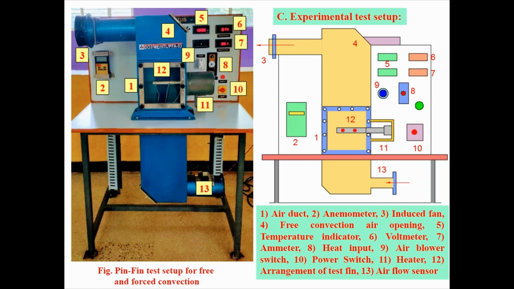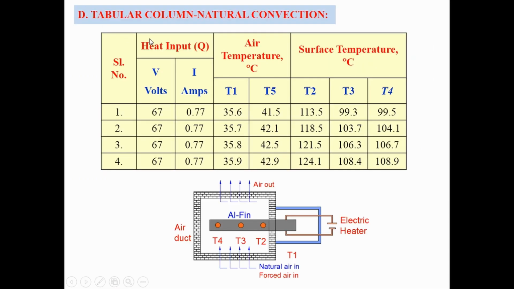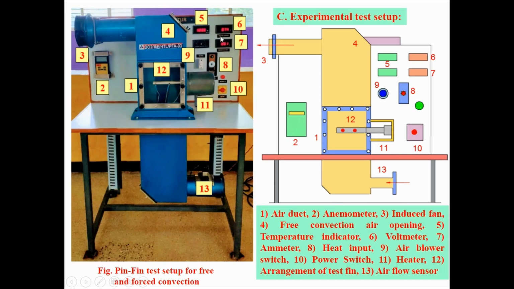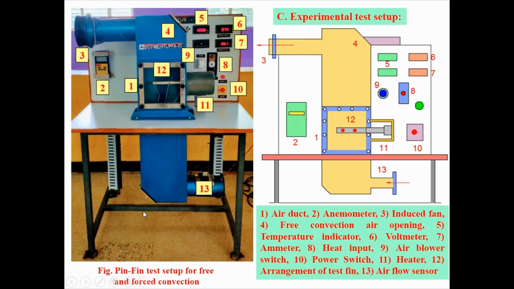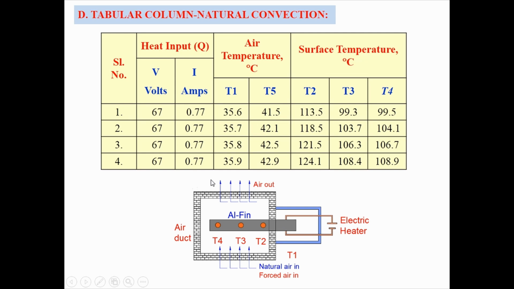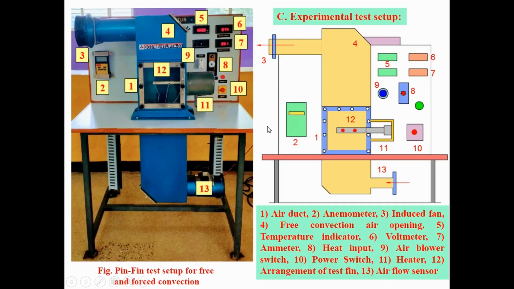How to take the reading? I will show here. As I told you, you can vary the heat input and set it by setting voltage and current. We have already set voltage and current, which we have to note down here. I have taken 4 readings, and I will explain one reading, that is the 4th reading. Voltage I have set to 67, current I have set to 0.77 amperes. Then T1, the air inlet temperature, I got as 35.9.